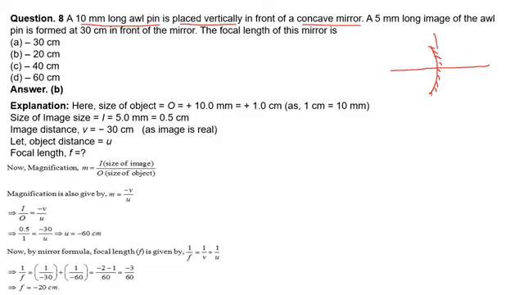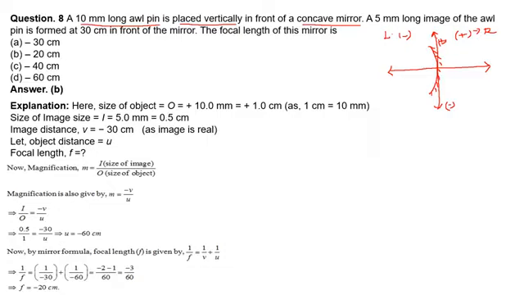Why have I drawn this? This is the Cartesian sign convention. Here all the positive signs are going to come, here all the negative signs are going to come. This is my right hand side, this is my left hand side. On top all positive comes, and at the bottom all negative comes. Fine.